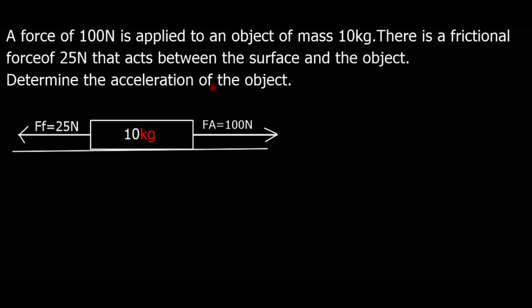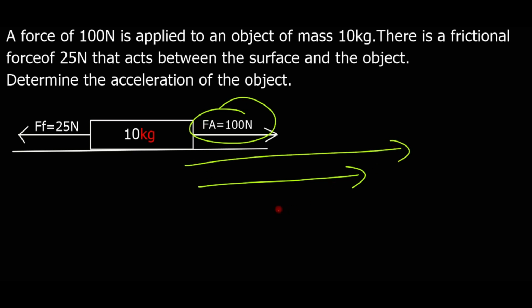It says a force of 100 newtons is applied to an object of mass 10 kilograms. There is a frictional force of 25 newtons that acts between the surface and the object. Determine the acceleration of the object. Imagine an object is being pulled horizontally, with a force applied.